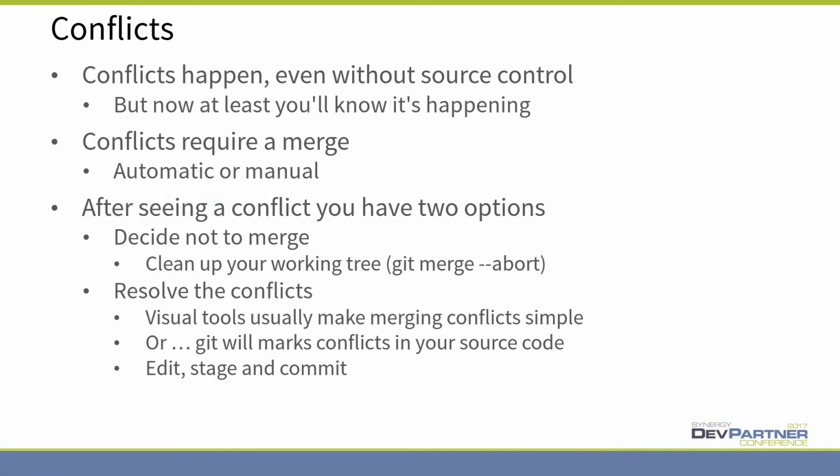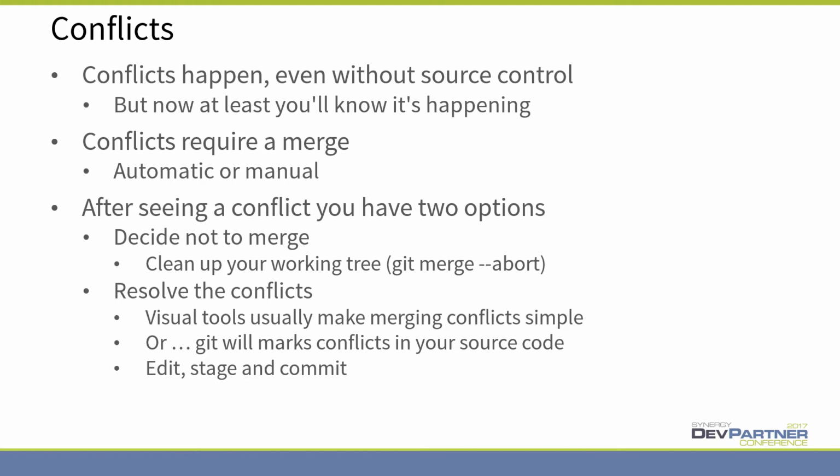Conflicts happen. Even without source control, conflicts happen. Now, at least you will absolutely know that they're happening. Okay? Before, potentially you didn't know. If you get a conflict, someone has to do a merge, essentially, or someone has to undo something and redo the work they've done after they've got the latest version, but really kind of different ways of doing the same thing. So all conflicts require a merge.